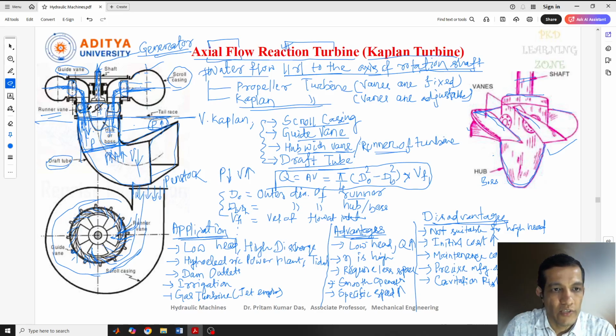Now, where is the boss? Suppose here you can see this is the boss or hub. The diameter of this is considered DB, and the diameter of the runner is DO, which is outside, so it is more. So Q equals pi by 4 into DO square minus DB square into velocity of flow, VF1. And these are the applications, advantages and disadvantages.